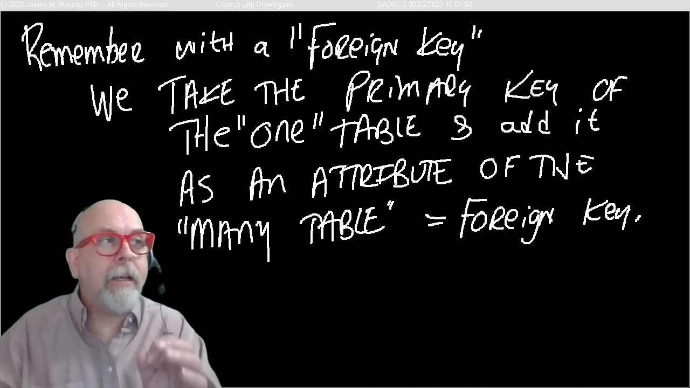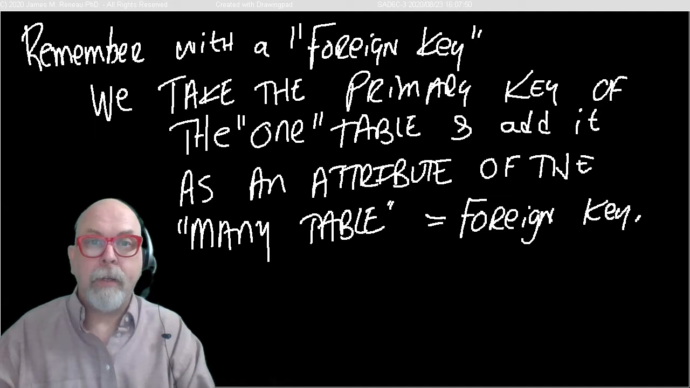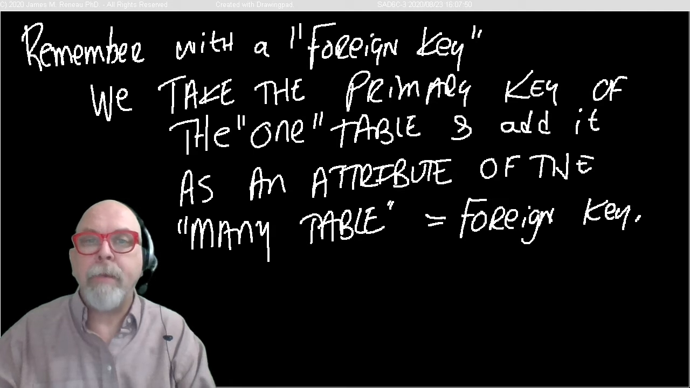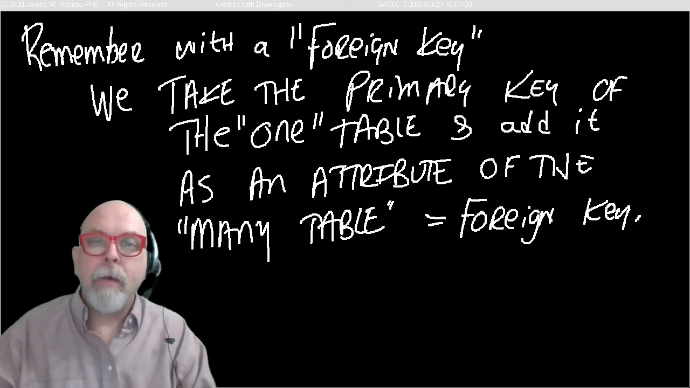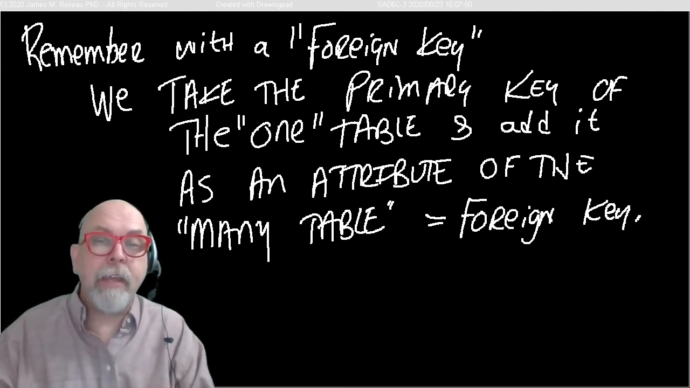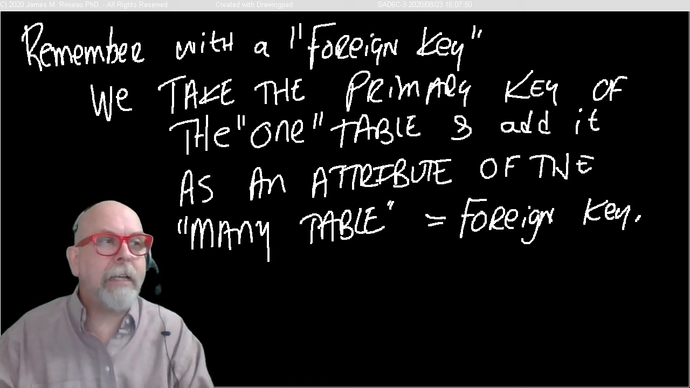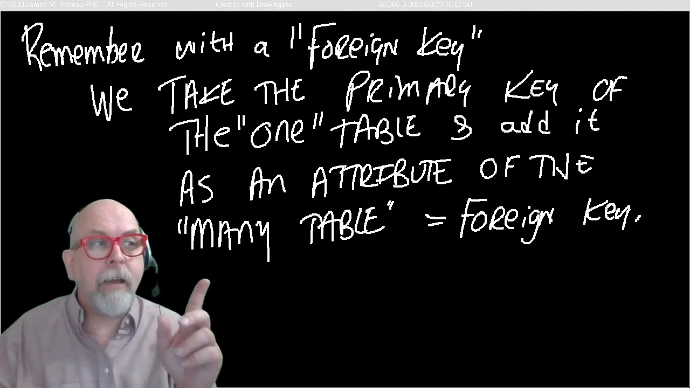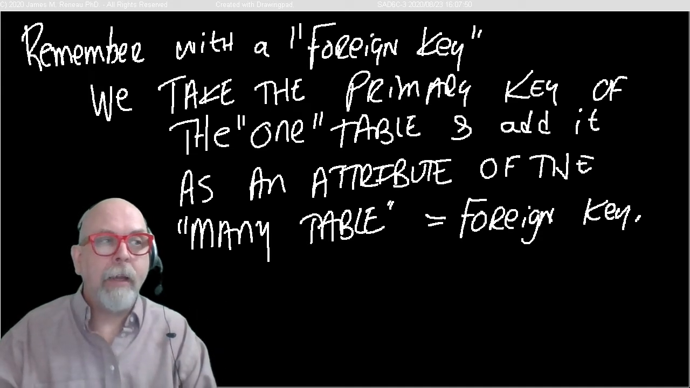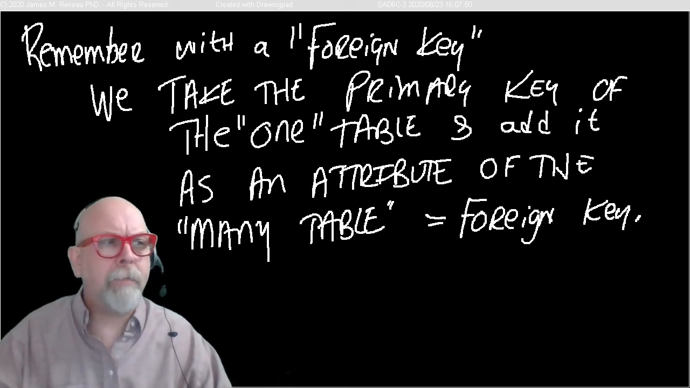So you really need to commit this to memory, that you take the primary key of the one table and add it to the many table as a foreign key. Take the primary key of the one table and add it to the many table as a foreign key. Now, it can be part of the primary key of the many table as part of a concatenated key, and we'll see some examples of that as we move through. But you really need to commit, we take the primary key of the one table and add it as an attribute of the many table as the definition of a foreign key, and to keep that in your head at all times as we're doing this database modeling.